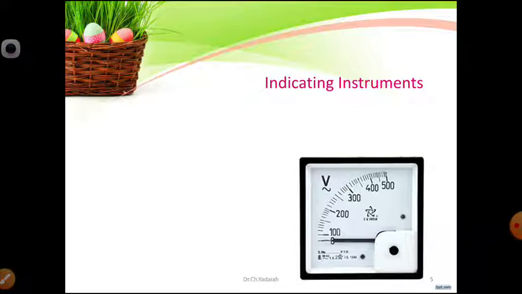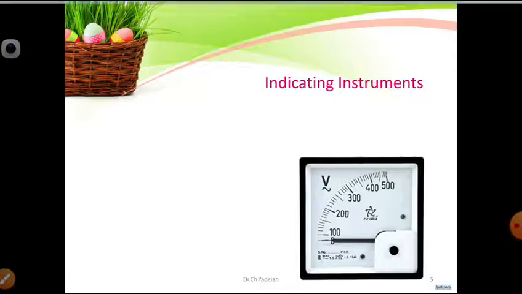Now you can see what an indicating instrument is. This is one instrument, a voltmeter, consisting of one pointer and a calibrated scale from 0 to 500 volts AC. Whenever the input supply is given to this meter, torque is developed inside that moves the pointer from 0 to a desired value, where it finally comes to rest. That indicates the value at that instant.